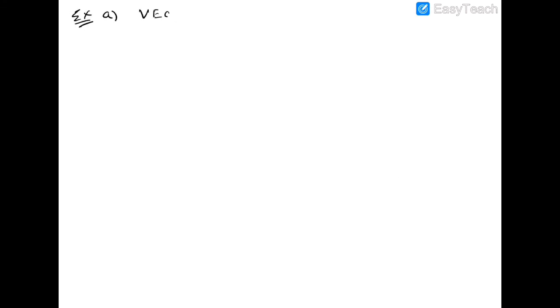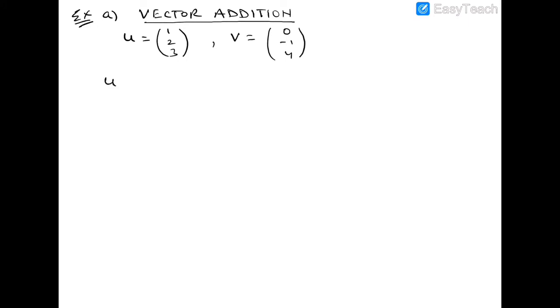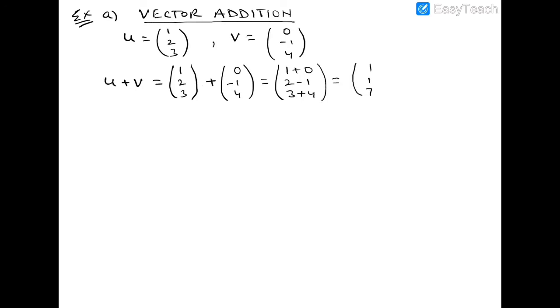Now let's take a few examples. So first for vector addition, let U is equal to (1, 2, 3) and V is equal to (0, minus 1, 4) be two vectors. Then addition of these two vectors will be (1, 2, 3) plus (0, minus 1, 4). Add corresponding terms, we will get 1 plus 0, 2 minus 1, 3 plus 4, and we will get (1, 1, 7).